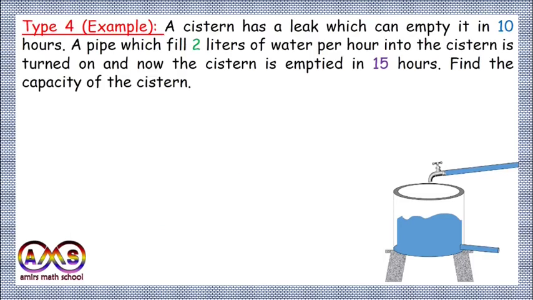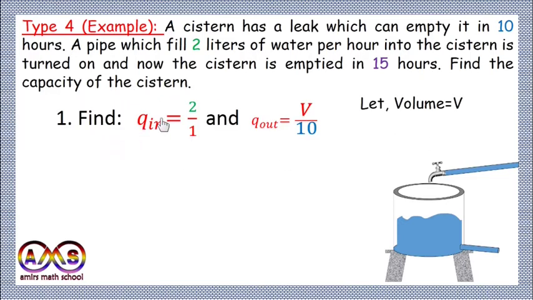Let's see one example of this type. A cistern has a leak which can empty it in 10 hours. A pipe which fills 2 liters of water per hour into the cistern is turned on, and now the cistern is emptied in 15 hours. Find the capacity of the cistern. So let the volume be V and Q in is 2 liters per hour, so 2 by 1. For Q out, the leak can empty the full volume of the cistern in 10 hours. That's why Q out equals V by 10.